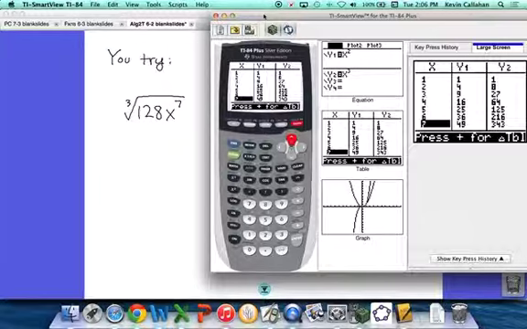Was 128 a perfect cube? Did it have any factors that are perfect cubes? 64. So that's on the 128 part, 64 times 2.